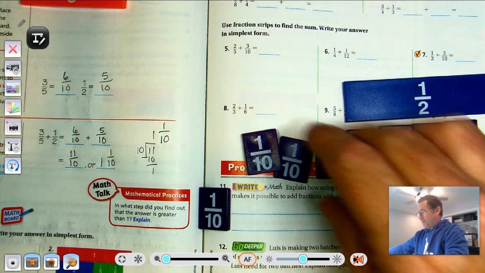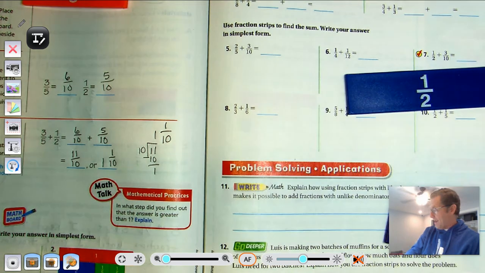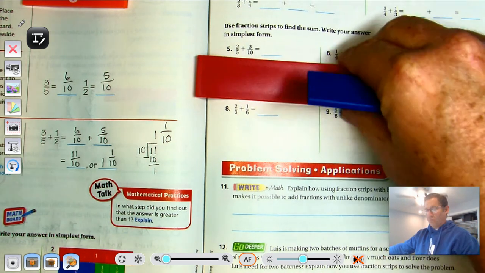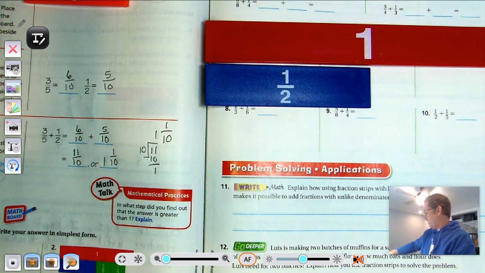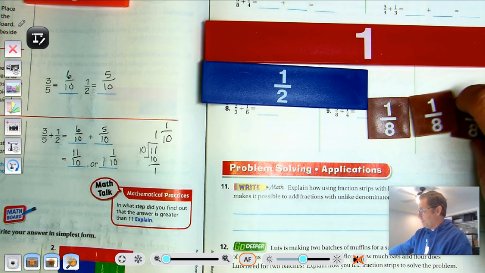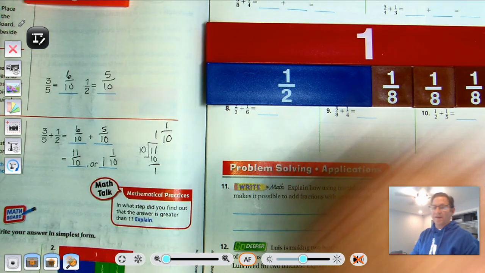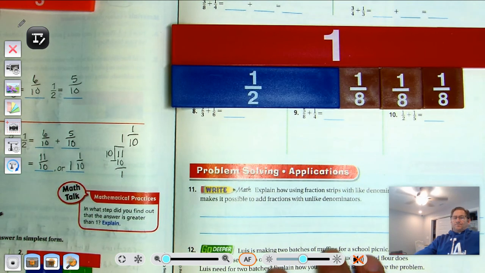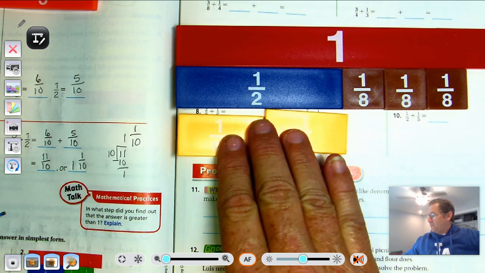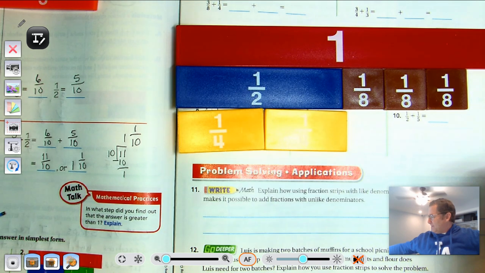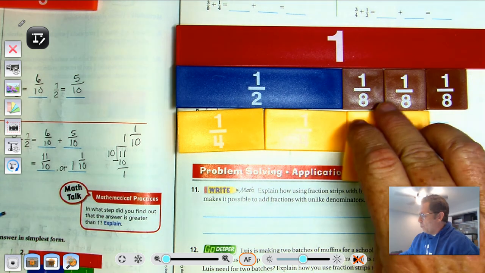So in number 1, it says use fraction strips to find the sum of 1/2 plus 3/8. So let's put our half there, and now let's grab 3/8. Now, again, I'm sure 4/4 will equal a half. 2/4 equals a half. I know that. But is 1/4 equal to 3/8? No. So it's not 4/4.